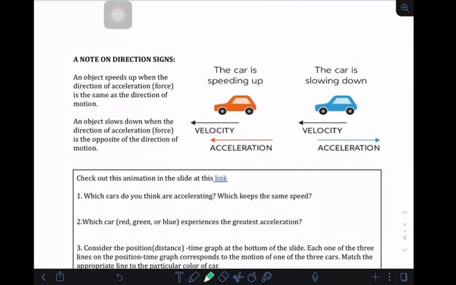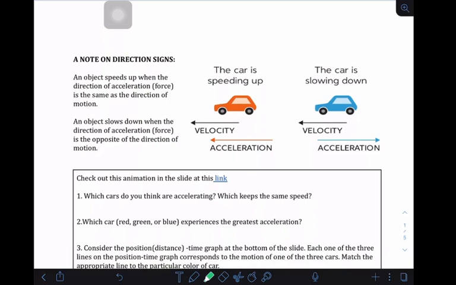Just a reminder that acceleration can happen in both directions. This car is speeding up. It has a certain velocity. The owner presses the gas. Acceleration, the force that accelerates the car, starts to speed the car up.